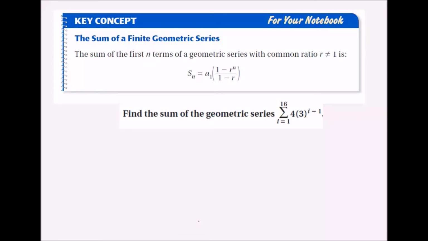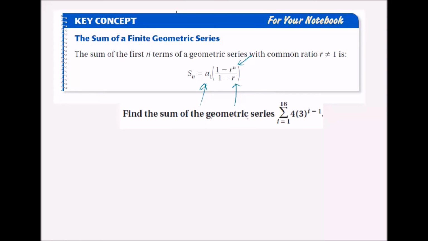The last part of this section is to find the sum of a geometric series. If you know you have a geometric series, you can find the sum of the first n terms by using this equation. Some of the things you need to know are the first term, which is a sub 1, the ratio, and also where you're stopping. So what's the last term in this series, for example?